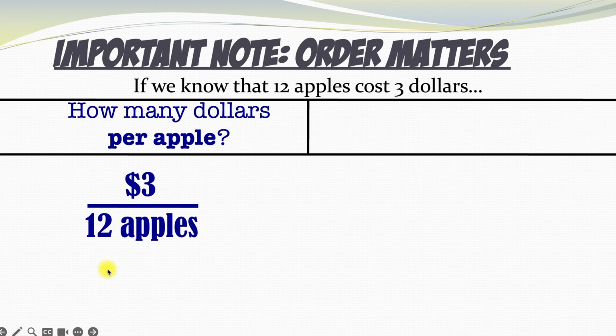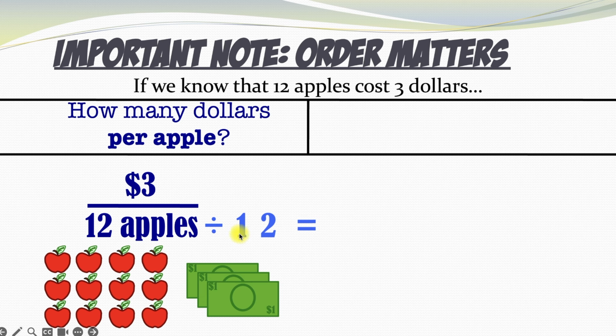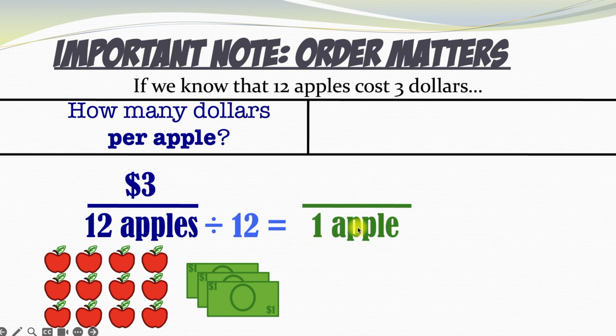Technically, that still means the same thing. We have 12 apples, and those 12 apples cost $3. But here's where it's going to be different. Let's start by making this a unit rate by turning this 12 into 1. To do that, we're going to have to divide the bottom 12 by 12, because 12 divided by 12 equals 1 apple. And that's exactly what we want, the cost per apple.